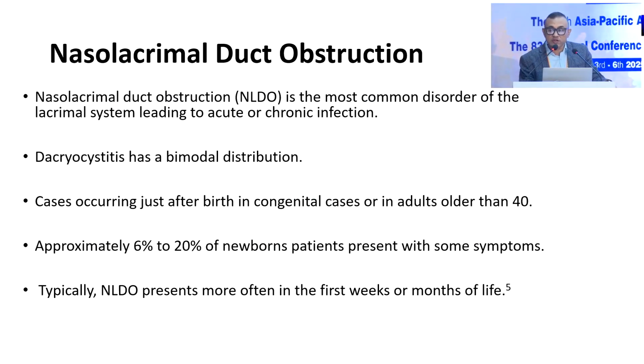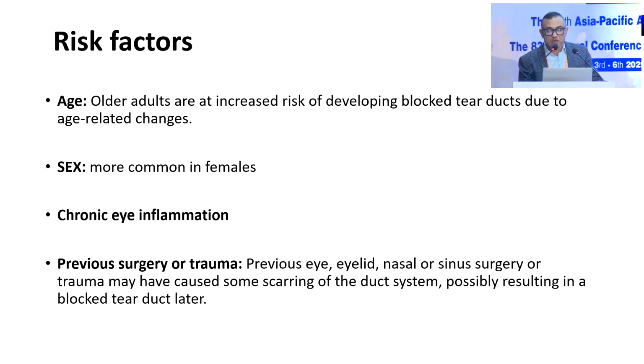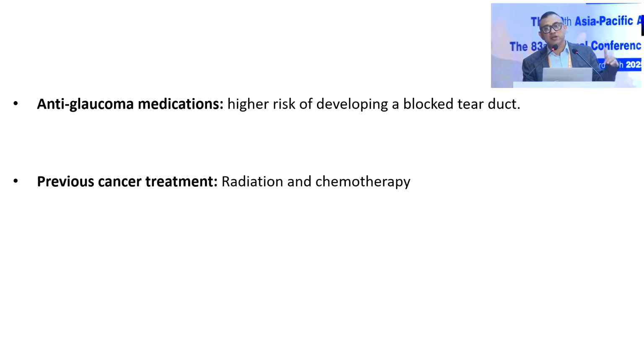Now we get nasolacrimal duct obstruction, the most common disorder of the lacrimal system, leading to acute or chronic infection. It has a bimodal distribution. You can find it congenitally just after birth or in adults more than 40 years. Now these are the conditions which can lead to epiphora. Coming to the risk factors: older adults, females, patients with chronic eye inflammations, patients with eyelid surgery, nasal surgery, sinus surgery, and patients undergoing radiation are at increased risk of nasolacrimal duct obstruction.